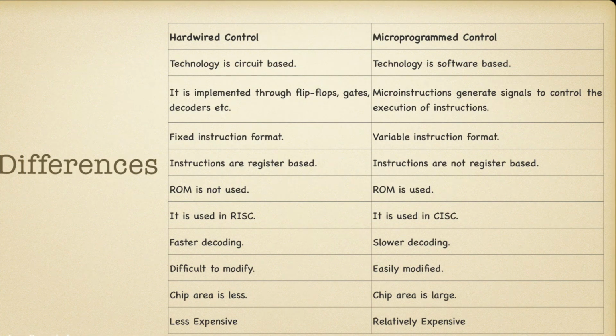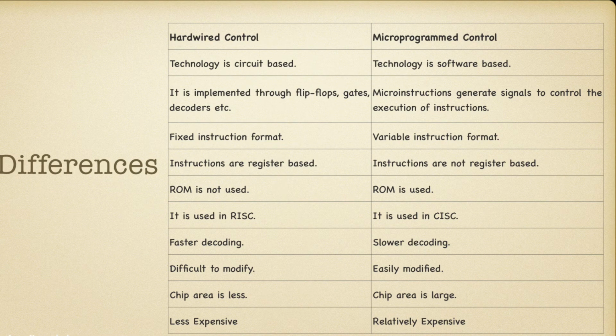Now let's see some more differences between hardware control and microprogram control. The first one is based on circuit and the second one is based on software. The hardware control is implemented through flip-flops, gates, decoders, etc. That is purely based on sequential logic. And the other one is based on micro instructions. Hardware control has a fixed instruction format, but the microprogram control has a variable instruction format. Hardware control is register based, but microprogram control is not register based. ROM is not used with hardware control. ROM is used with microprogram control.